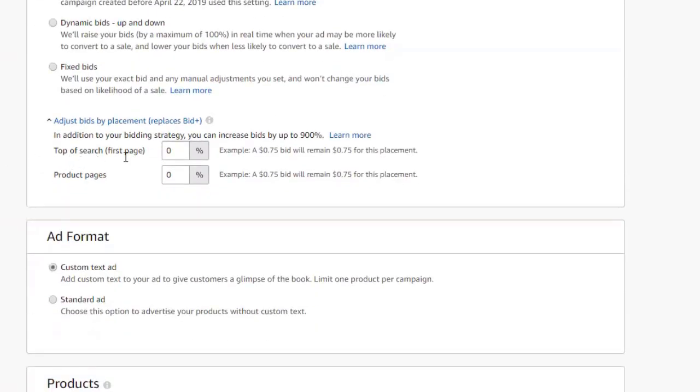Top search, first page. Okay, I know, we barely got into the ad and I'm throwing a ton at you folks, but I want you to understand that this is just another way to bleed money. I'm going to take a moment.